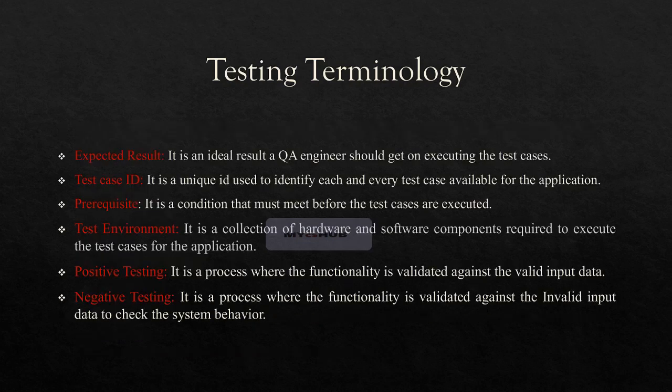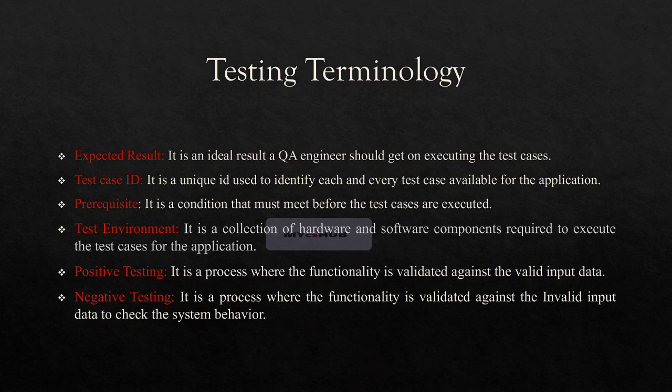Now, the next point is expected result. It is an ideal result a QA engineer should get on executing the test cases. Let's say we have prepared a few test cases like: validate the login functionality with correct credentials. So the expected result for this test case will be that the user should be redirected to the landing screen, which we have already known from the business requirement document or the SRS or the document prepared by the stakeholders or the business analyst for an application.